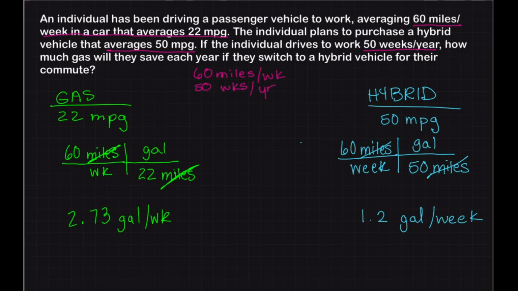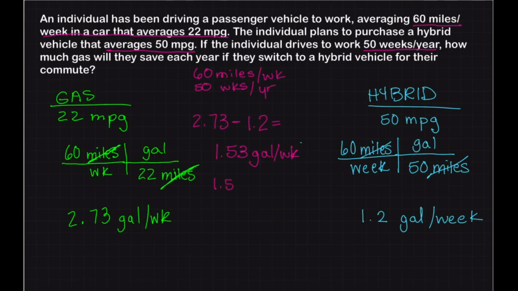Okay, so now we need to figure out how much he's going to save each year. There's a couple ways you can do it. You can multiply each of these by 50 weeks a year and then take the difference. But I think it's a little quicker to just do your 2.73 minus 1.2. That's going to give me 1.53 gallons a week. And then I can multiply that by 50.